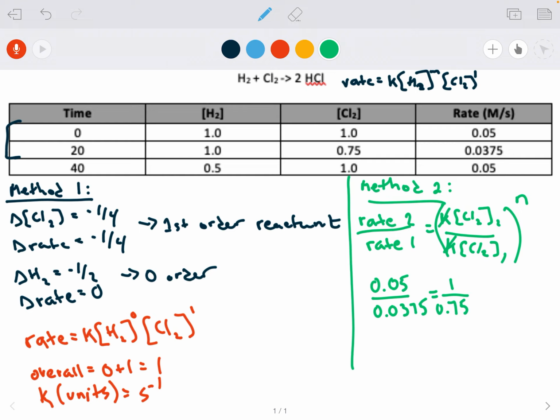So when I do this math, I'm going to plug this into my calculator, 0.05 divided by 0.0375 will give 1.33. And then 1 divided by 0.75 is 1.33, to the N, right? This is all to the N here. So that means N is equal to 1.